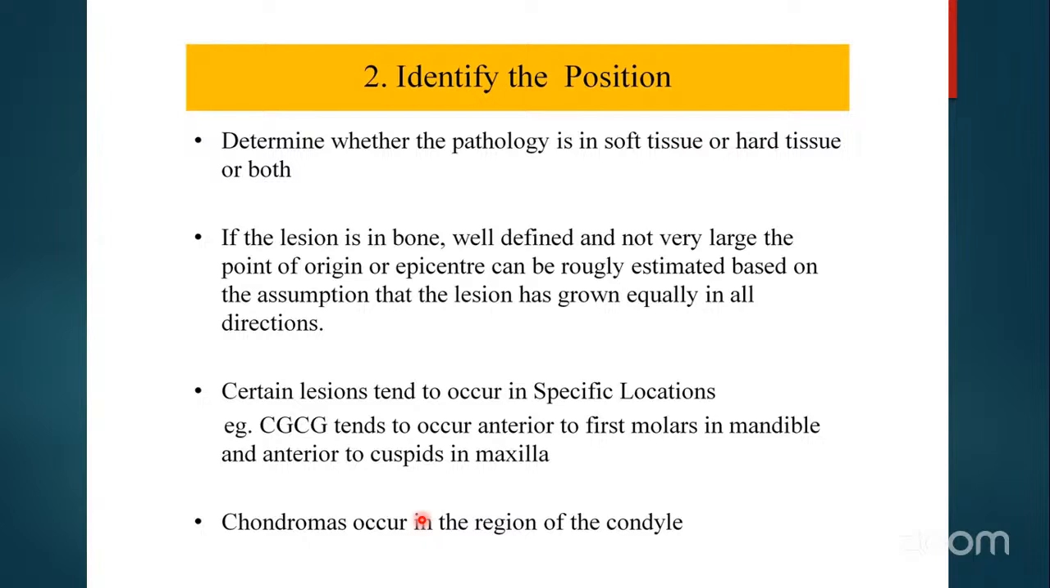Okay. So if it is well defined or not, and certain lesions, like I already told, are specific to certain areas. For example, CGCG, central giant cell granuloma. This one occurs anterior to the first molars in the mandible and anterior to the cuspids in the maxilla. Central giant cell granuloma is present within the bone, but peripheral giant cell granuloma is a soft tissue lesion. So depending on the position, we can classify the lesions again. This is again an important tool for helping in interpretation.